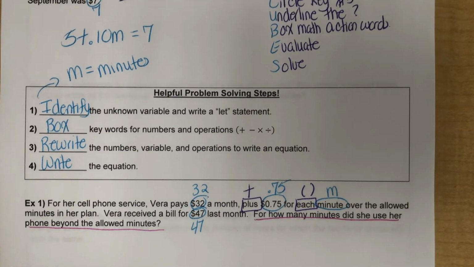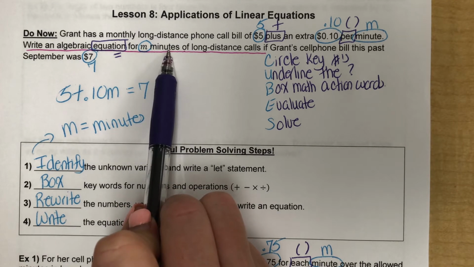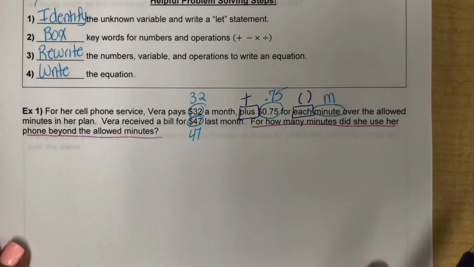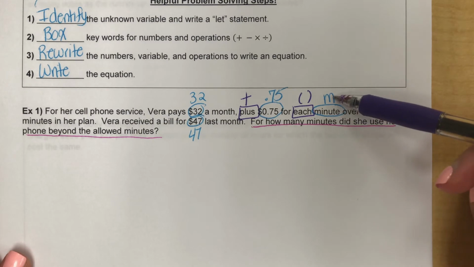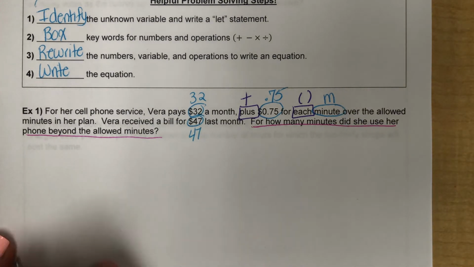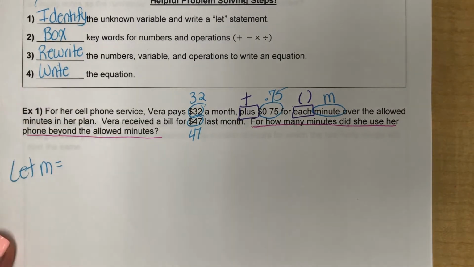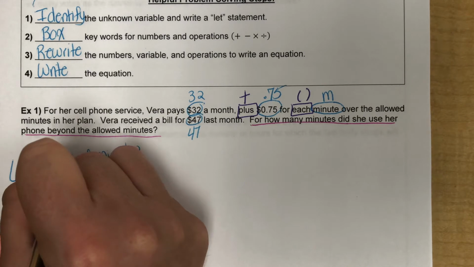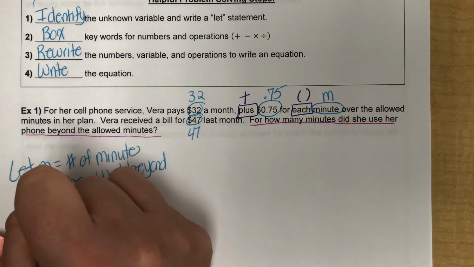Well, in the do now, it told me that I'm going to let m be represented by the word minutes. So I didn't need a let statement in the do now. If I look at example 1, it doesn't say that anywhere, let m be minutes or m minutes. I'm choosing to let minutes be represented by the variable m here. So my first step is going to be writing a let statement. On the side, I'm going to write: let m equal the number of minutes she used beyond her allowed minutes.